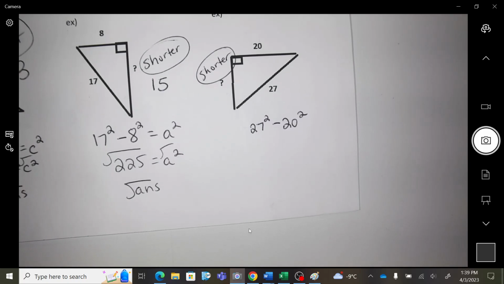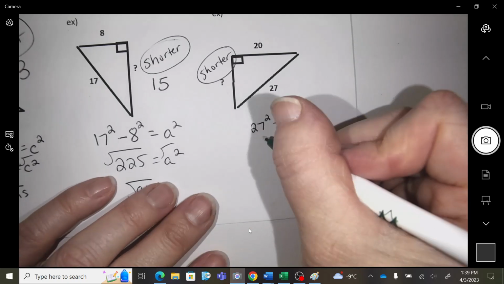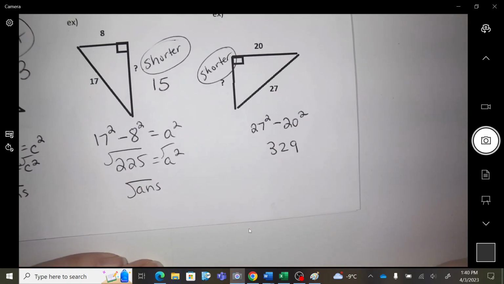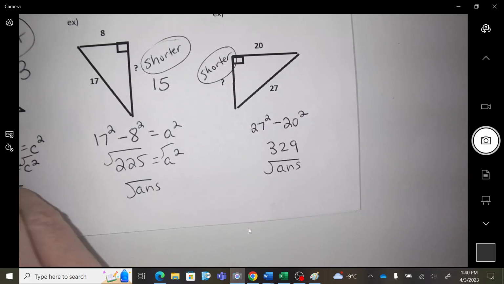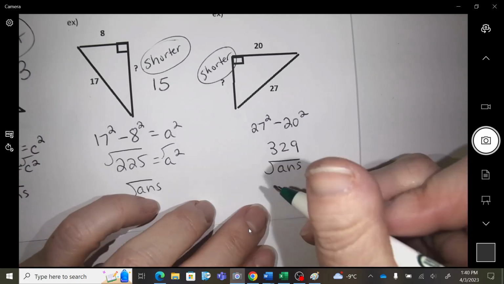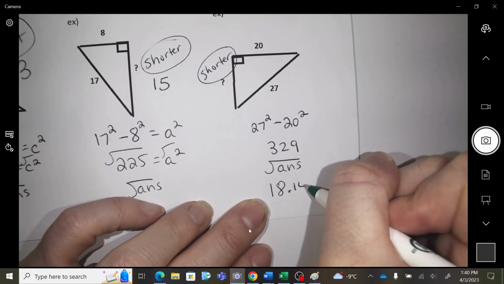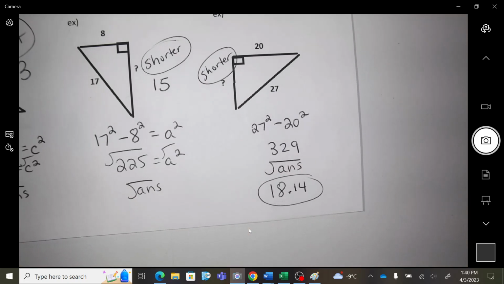27 squared, subtract 20 squared, 329. And I get a decimal, and that's okay. Does my number make sense to you? Is it reasonable? Yes. Yeah.